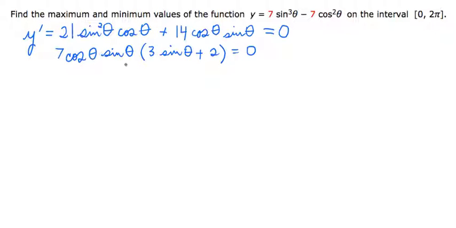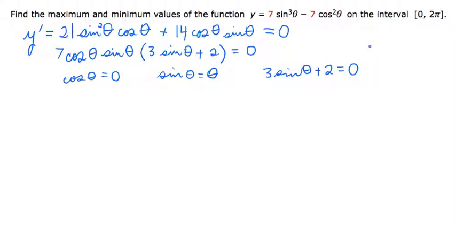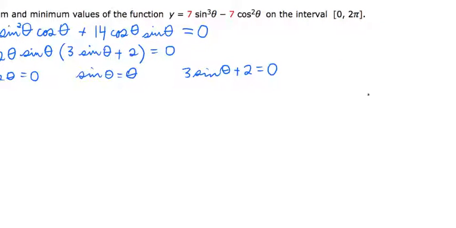We can go ahead and set each factor equal to 0. If I just divide both entire sides by 7, 7 goes away. So I'm going to go ahead and set that cosine theta equal to 0, this sine theta equal to 0, and the last term, 3 sine theta plus 2, we'll set that equal to 0. And we need to solve those 3 equations to get the thetas, at least in the interval from 0 to 2 pi. So we need to find for what values of theta does cosine of theta equal 0 in between 0 and 2 pi. So let's go to a little circle over here.